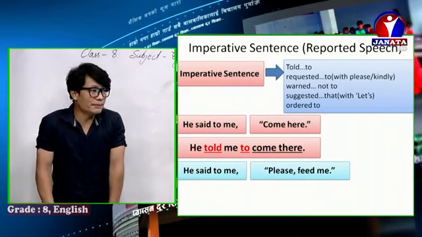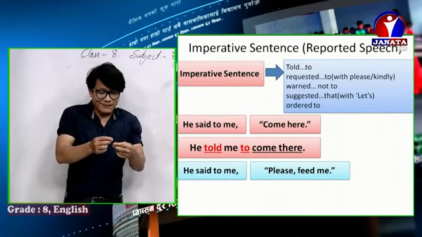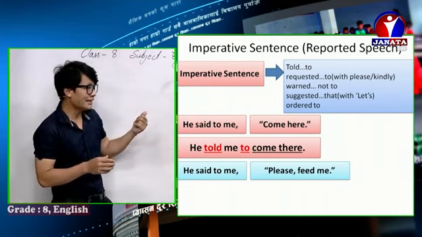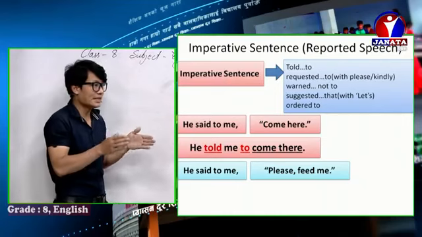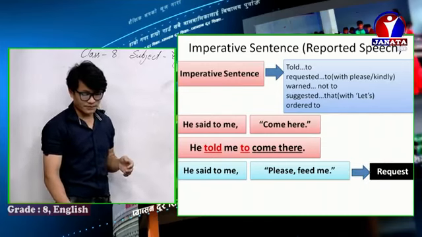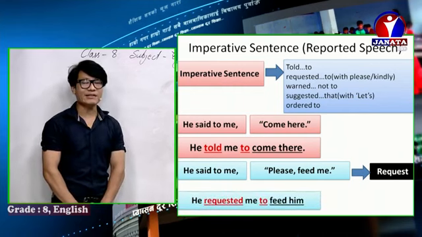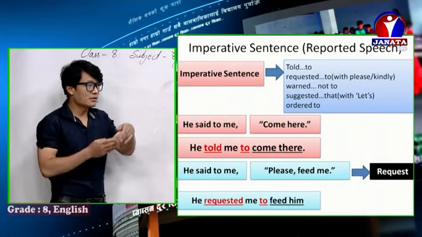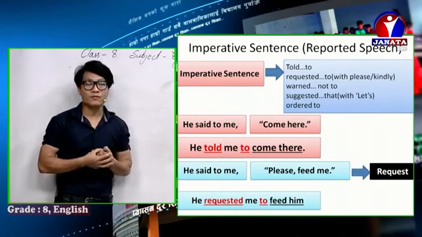He said to me, please feed me. So when there's a please or a kindly word with an imperative sentence, then that makes a request. So you can see, please feed me. So that is a request. So how to change this sentence into indirect speech? Like this. He requested me to feed him. Feed me means obviously that is he. So he requested me to feed him.